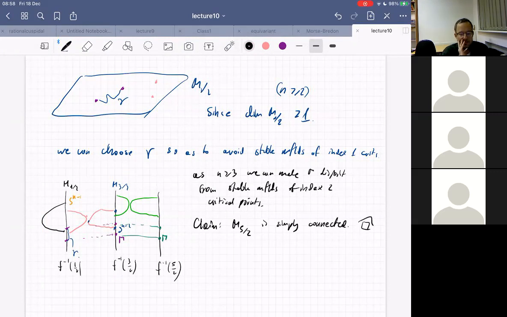Probably it's basically what we did or almost did. If it's not simply connected, then higher critical points will not kill any loop that appeared. So if the whole of M is simply connected, then after we pass through one and two handles, everything is simply connected. All right, this is something that I leave as an exercise.